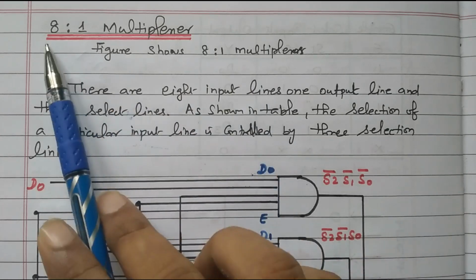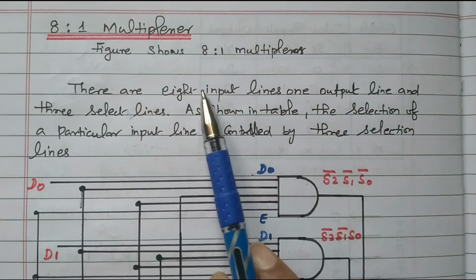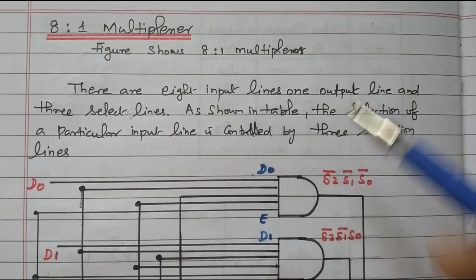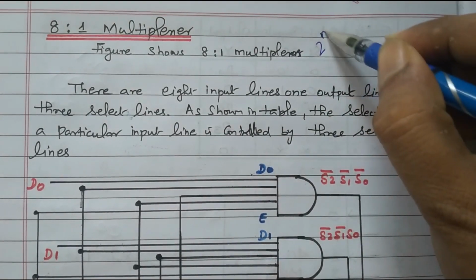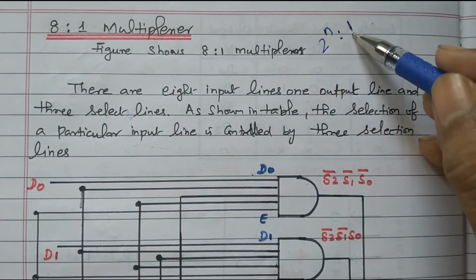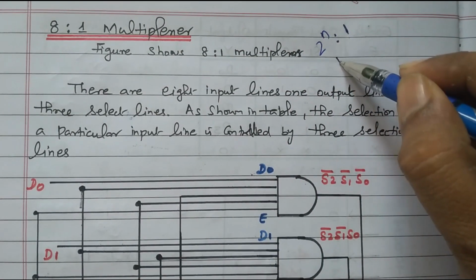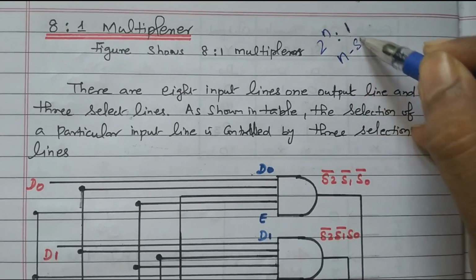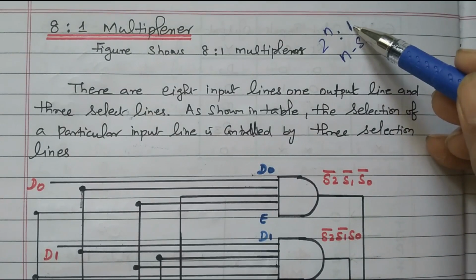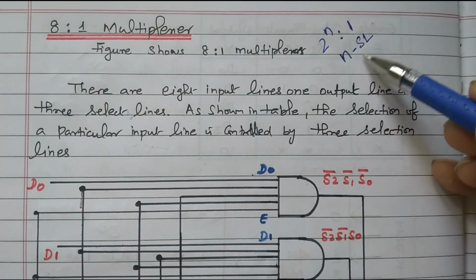Now we will go to the topic 8:1 multiplexer. The multiplexer is nothing but a many-input, one-output digital logic circuit. That is 2 to the power n is to 1. That is 2 to the power n inputs and only one output, with n selection lines. So out of 2 to the power n inputs, only one output is available, and that is decided by the selection lines.